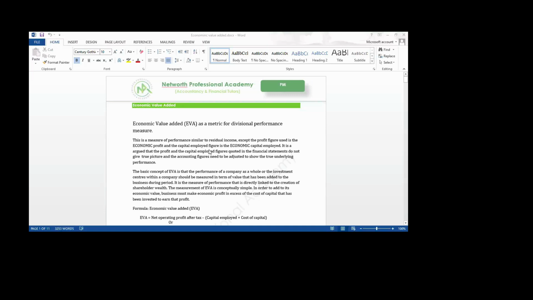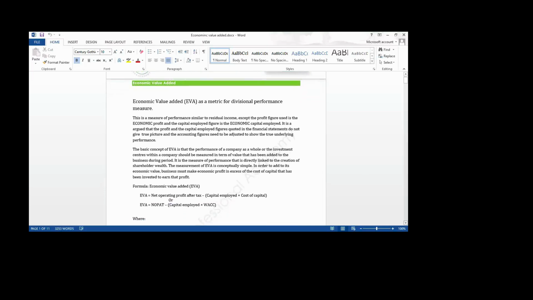Economic value added as a measure of divisional performance. A quick recap of our discussion regarding economic value added. Economic value added is very similar to residual income. If you recall, your residual income can be used to measure divisional performance.